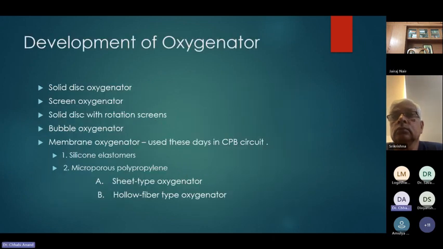Development of oxygenator: solid disk oxygenator, screen oxygenator, then solid disk with rotating screens, then bubble oxygenator and membrane oxygenator, that is used these days in the CPB circuit. It is of two types, silicone elastomers and microporous polypropylene. Polypropylene type has two types, sheet type oxygenators and hollow fiber type oxygenators.